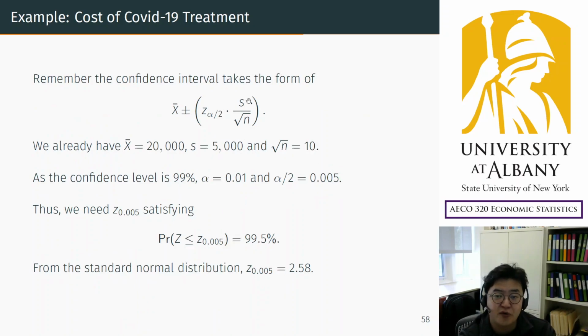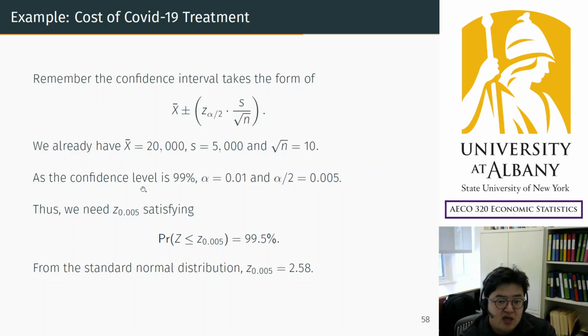Just calculate four numbers, plug them into this formula, right? It's even easier because I already gave you: x bar is 20,000, standard deviation is 5,000, sample size is 100, so the square root of that is 10. So you already have three numbers, right? Then what? The only remaining number is this part, the z value, from the standard normal distribution.